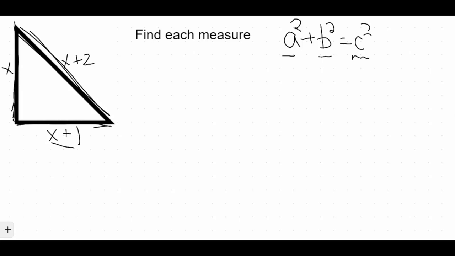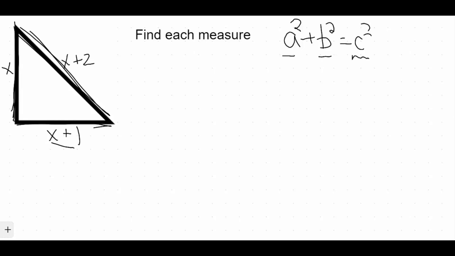Now, typically when working with this formula, you are given some of the information. You might know that one side is 10, another is 12, and you're finding the missing one. But this example is a little bit different. If we look at our sides, our sides are expressions. We have x, x plus 1, x plus 2. So it's going to be a little bit of a twist to the Pythagorean theorem, but essentially, it's still going to be solved the same.